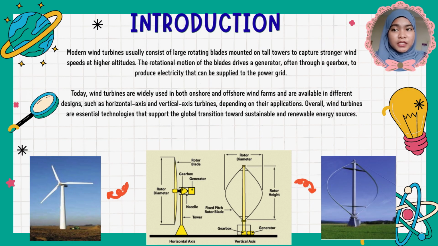A modern wind turbine usually consists of large rotating blades mounted on tall towers to capture stronger wind speeds at higher altitudes. The rotational motion of the blades drives a generator, often through a gearbox, to produce electricity that can be supplied to the power grid.